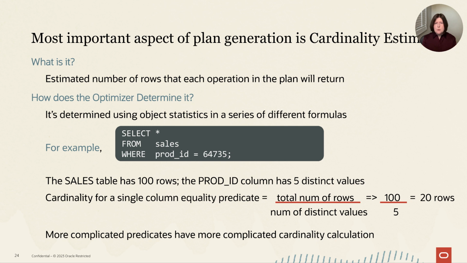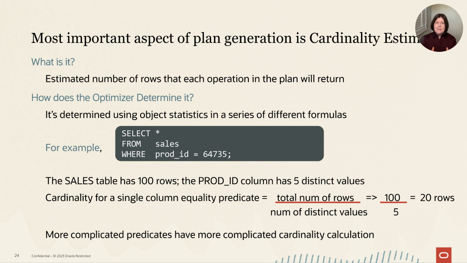We're looking at a very simple query here where we're selecting from the sales table where the product ID is equal to a literal value. Now the sales table has 100 rows in it, and there are 5 distinct values in the product ID column. So the optimizer is going to take those base statistics that we've got and plug them into a very simple formula to calculate the cardinality estimate. In this case, it'll take the total number of rows in the sales table. It's going to divide that by the number of distinct values in the column used in the where clause predicate. And the result, those 20 rows, is the cardinality estimate.